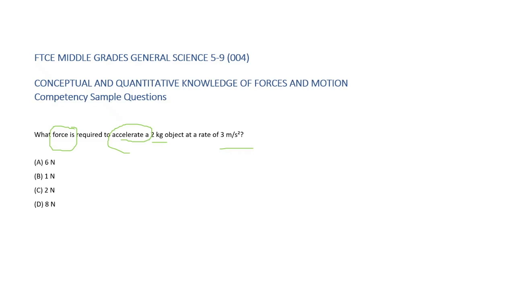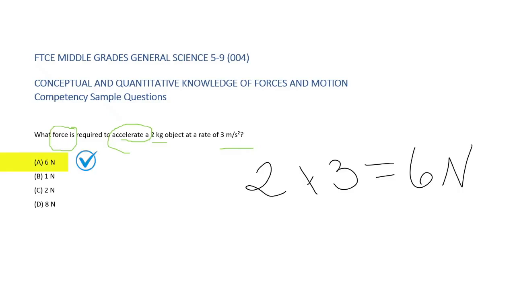Well, first, we need to know and understand that forces are measured in newtons, hence the N at the end of each answer choice above. According to Newton's second law of motion, force equals mass times acceleration. Therefore, the required force would be 2 kilograms times 3 meters per second squared, which would give us the answer of 6 newtons. Therefore, A would be the correct answer. The other answer choices, you would not get the same answer if you multiplied the mass times acceleration to equal force. So A is the correct answer.